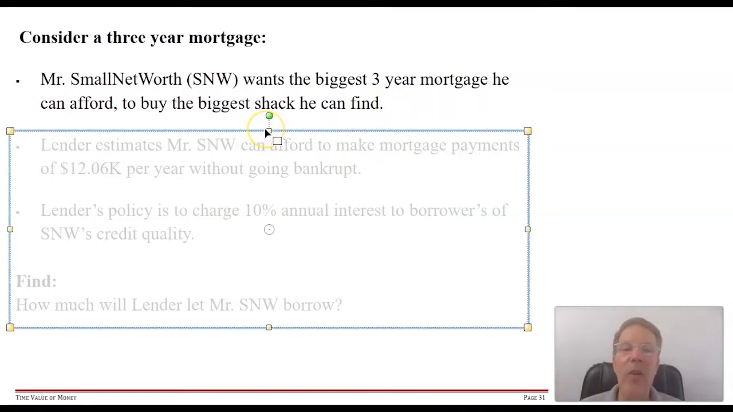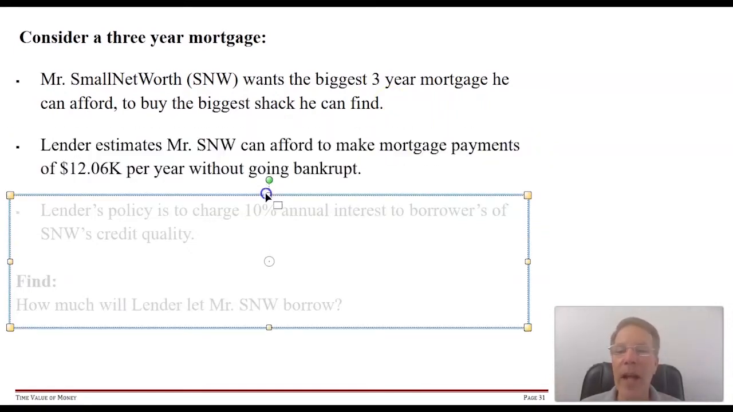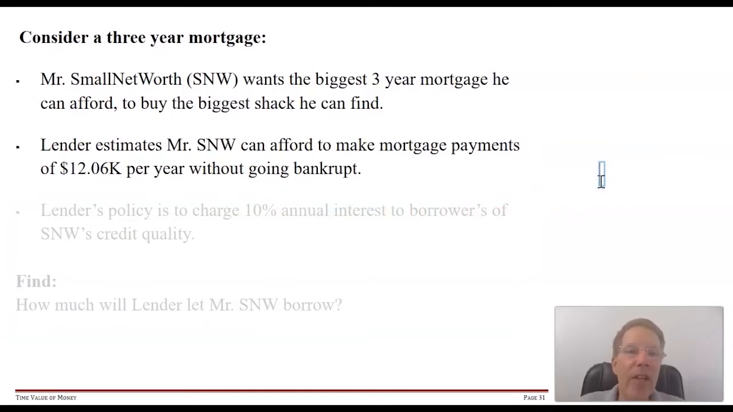So he goes to a lender, and the first thing that a lender does, as we've talked about a little bit already, with any prospective borrower, is ask how much this borrower can afford to pay back every month or every year without going bankrupt, without running into trouble? That's the most important analysis for a consumer lender. So they do that for Mr. Small Net Worth, and they figure that he can pay back about $12,060 a year without going bankrupt.